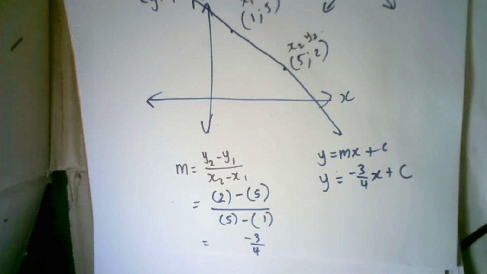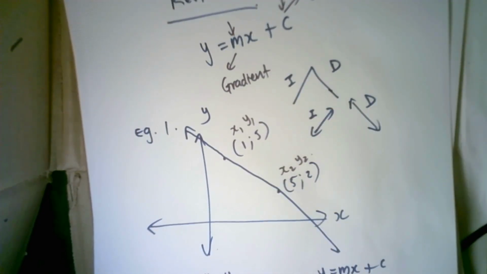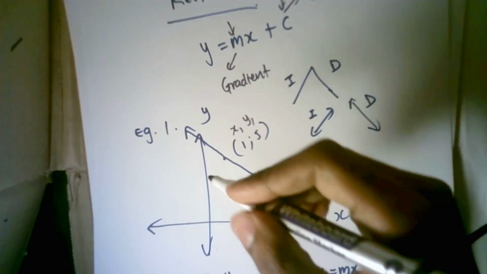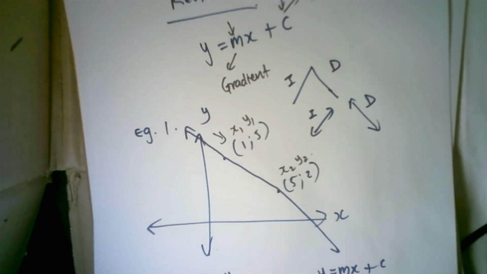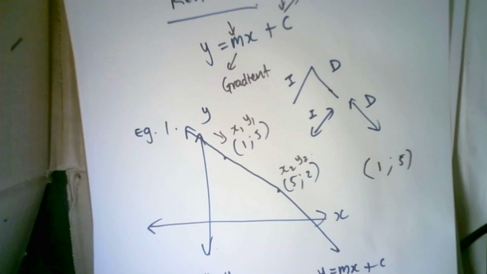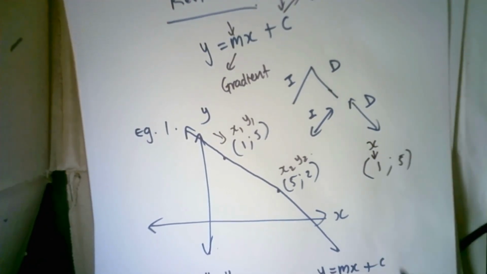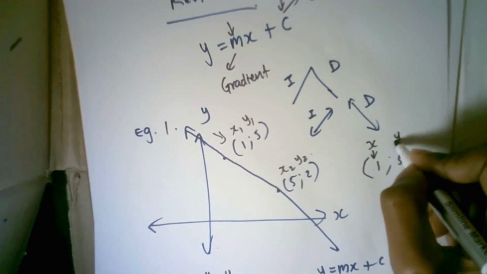Now the last thing we need to do is find the value of c. So how do we find the value of c? We can use any coordinate on the line. We can either use 1 and 5 or we can use 5 and 2. Let's use this first coordinate, which is 1 and 5. So I'm going to take the coordinate 1 and 5. Remember, a coordinate is always in the form of x, y. X is 1 and y is 5.